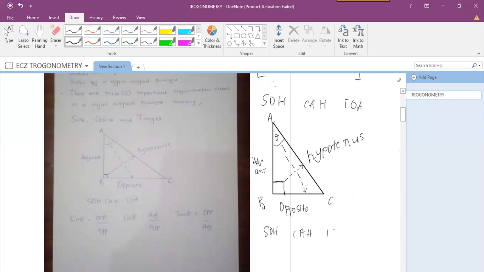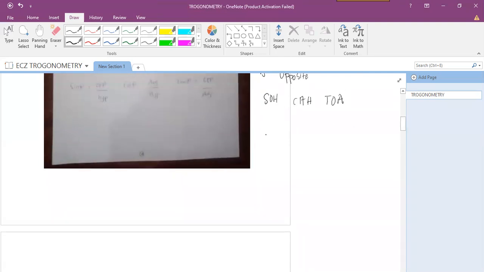SOHCAHTOA. You have to know how to write this. You should meditate on this. So you will say sine theta, sine the angle that we named, is opposite over hypotenuse. Then cos theta is the adjacent side over the hypotenuse. Then tan theta is the opposite over the adjacent. That's it. SOHCAHTOA, very life-saving.